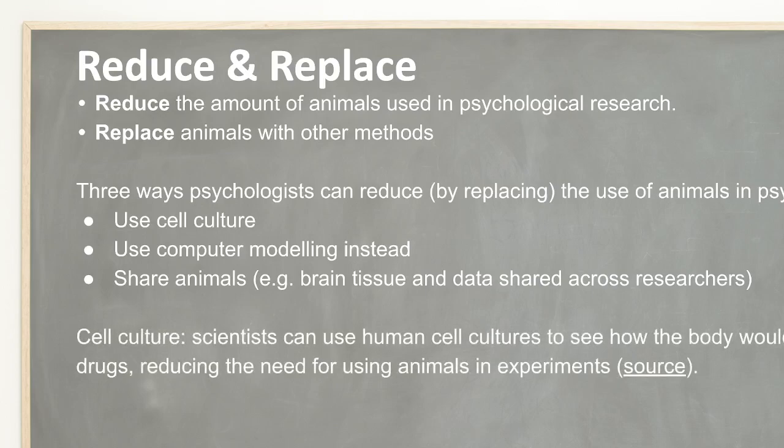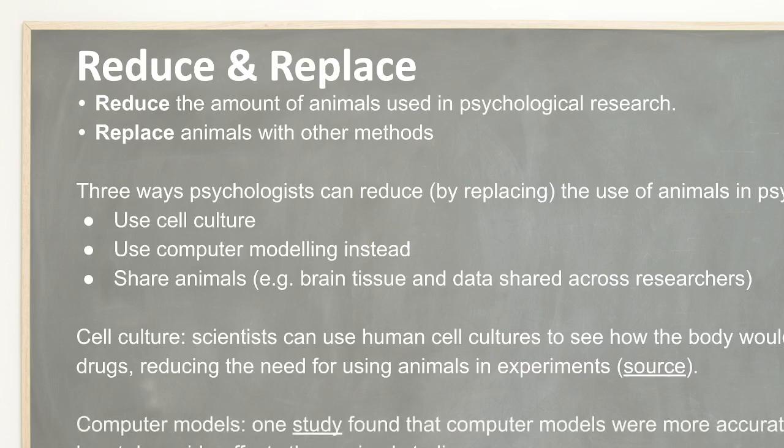So, for example, scientists can use human cell cultures to see how the body would metabolize drugs. So we don't actually have to put the drugs into the animals to see how they might work. We can do that in cells. Now, to be perfectly honest, this is beyond my biological comprehension at the moment. So I've got a link here in the textbook and in the slides where you'll be able to read more about cell culture.